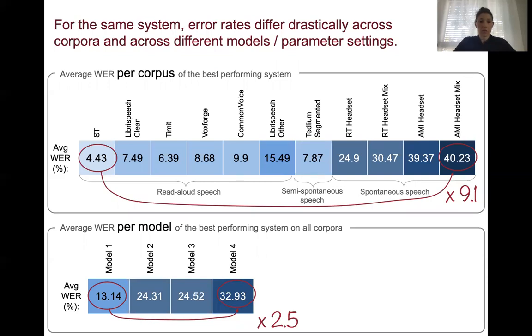These are average word error rates per corpus of the best performing system in our evaluation. On the left, a word error rate of 4.43. On the right, 40.23. The reason is that the corpus on the left, ST, is very different from the AMI corpus. ST is read aloud speech with native speakers recorded in a quiet environment. AMI is a conversational speech corpus with spontaneous speech with non-native speakers recorded in a meeting room with background noise.